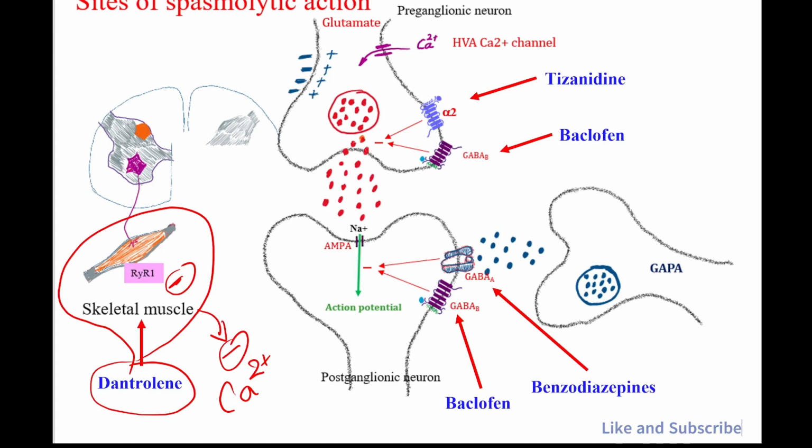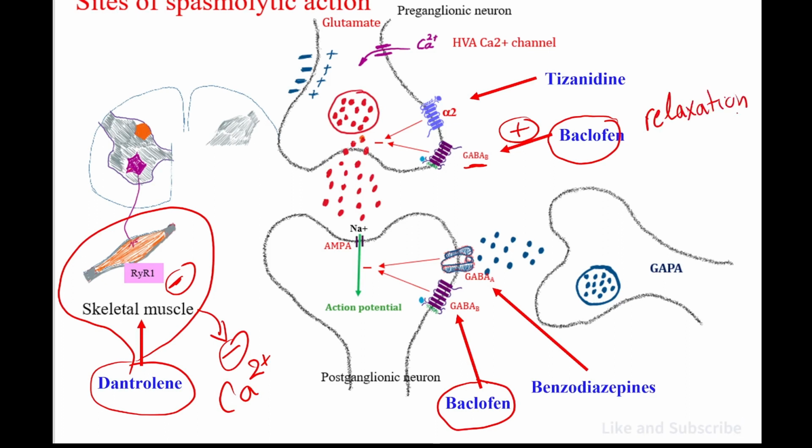Moving to the second one, here we have baclofen. Baclofen, you can see it in two places. Baclofen stimulates GABA B, opens the chloride channel, and causes hyperpolarization. And when you talk about hyperpolarization, the result will be skeletal muscle relaxation, because baclofen stimulates GABA. Okay, this is number one, dantrolene. Number two, baclofen.